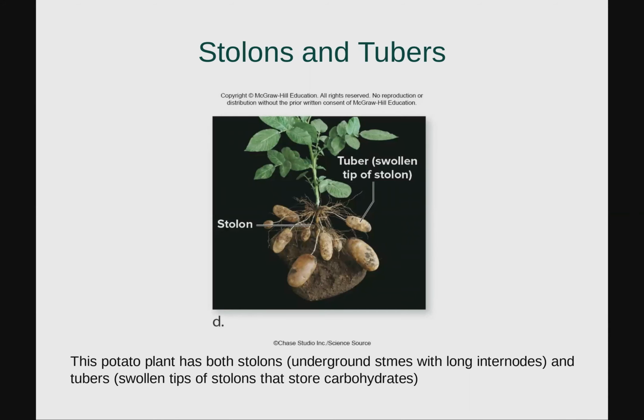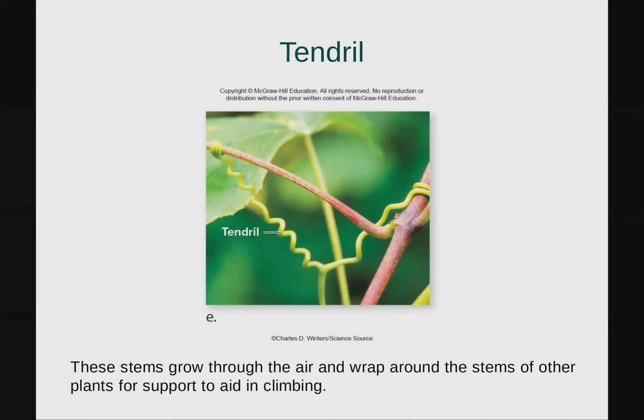Then we have stolons and tubers. You can see the stolons are these little root bits here, and then we have the tubers here. Now this is a potato plant, and so obviously the best of all the plants out there, because potatoes are awesome. But this plant has underground stems with long internodes, which we call the stolons, and the tubers, which are swollen tips that help store carbohydrates. Now, the carbohydrate we're thinking about here is starch. So I'm sure you guys have probably heard that potatoes are a very starchy vegetable. Well, why are they a starchy vegetable? Well, the potato plant uses them to store products of photosynthesis, i.e. starch.